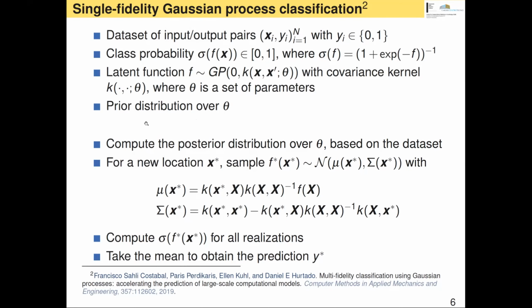Then the procedure is the following. We first compute the posterior distribution over theta based on the dataset. Then for a new location x star, we sample f star of x star from a normal distribution with the mean mu of x star and variance sigma of x star, where this mu and sigma arise from conditioning on the available data that are denoted here with capital X and have this form. And then finally, we compute sigma of f star of x star for all realizations, and we take the mean to obtain the prediction y star.